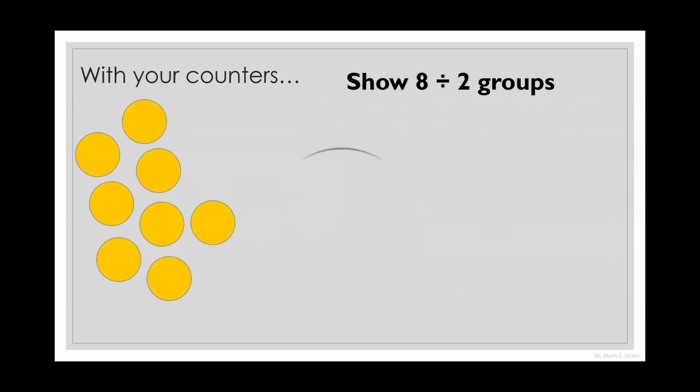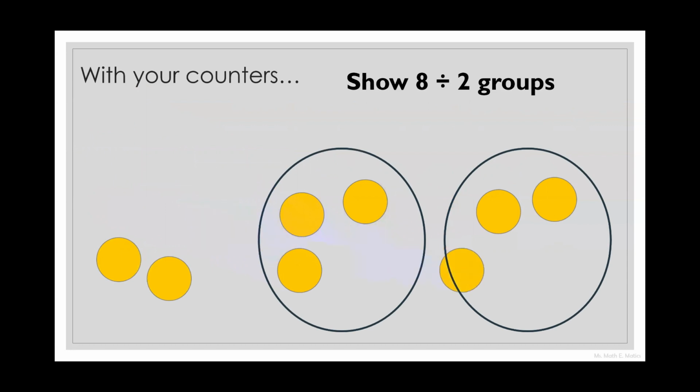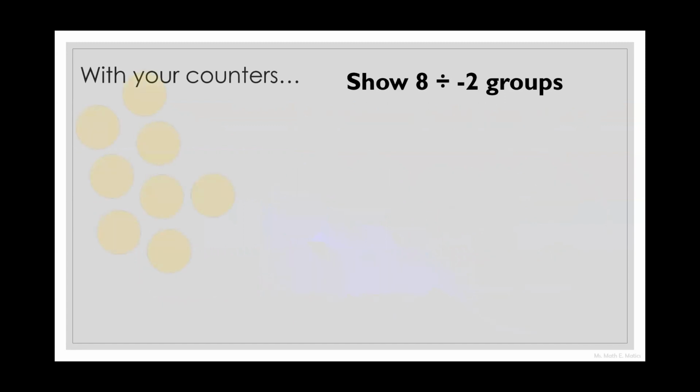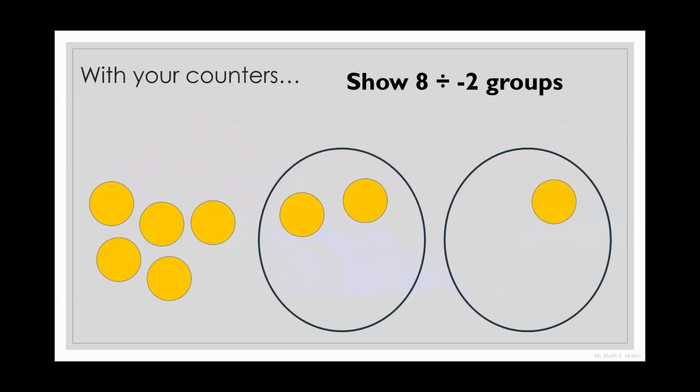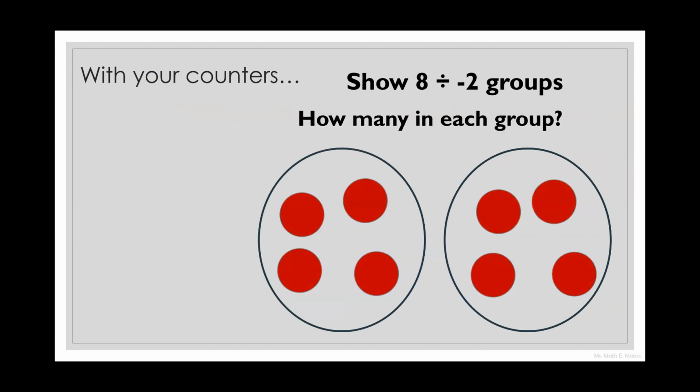8 divided by two groups. Here we have our +8. We're dividing it into two groups. How many in each group? +4. How about 8 divided by -2 groups? So the opposite groups. -2 groups would be the opposite of two groups. How many in each group? -4. So 8 divided by -2 is -4.